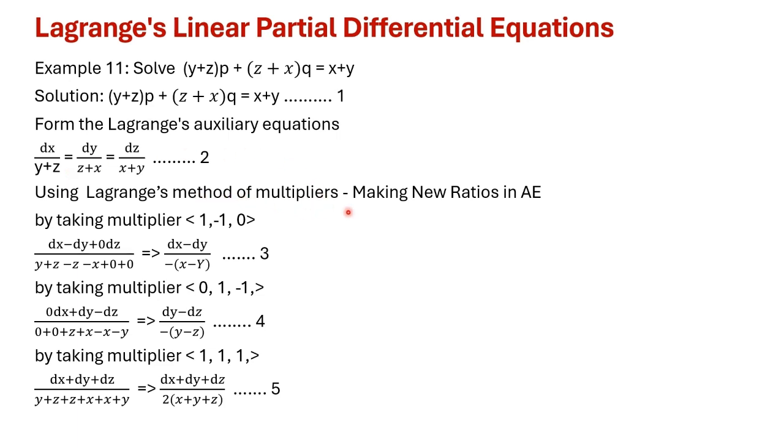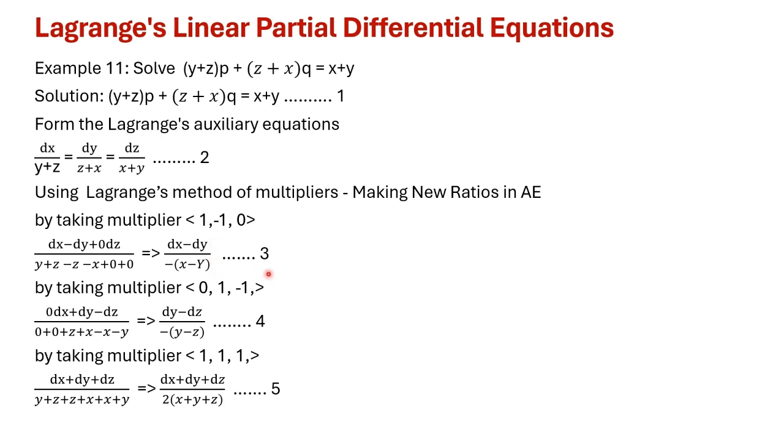First we'll take the multipliers 1, minus 1 and 0 and try to make a fraction. So 1 into dx is dx, minus 1 into dy is minus dy, plus 0 into dz is 0. And 1 into y plus z is y plus z, minus 1 into z plus x is minus z minus x, 0 into this is 0. On simplifying, we get minus of x minus y. We'll call this fraction 3.